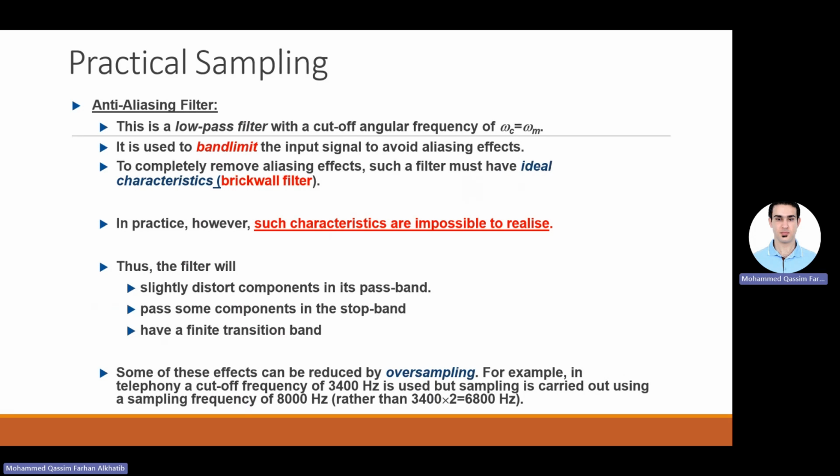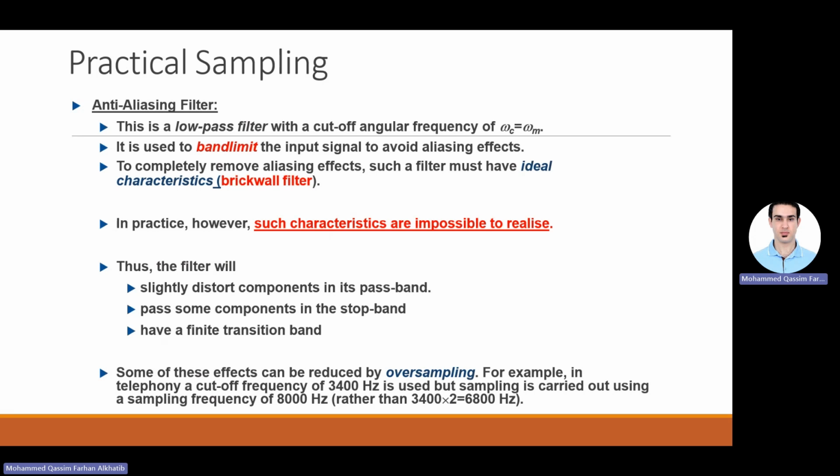All right, so we talked about anti-aliasing filters. The main job is to make sure that the signal frequency response is within the allowed range that is needed. So it's a low-pass filter with a cutoff angular frequency of omega c equal to omega m, just to make sure that the signal frequency does not exceed this value. It is used to band limit the input signal to avoid aliasing effects.